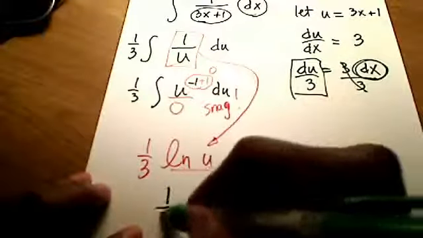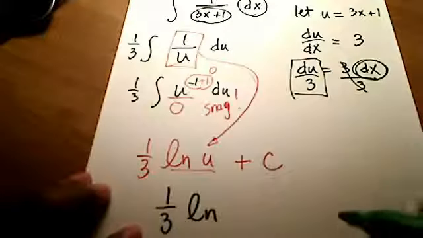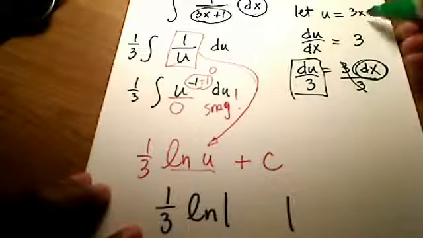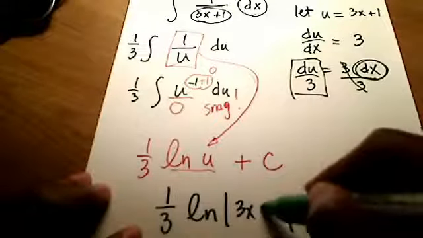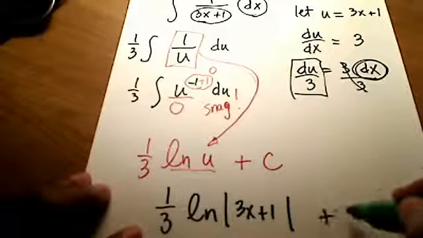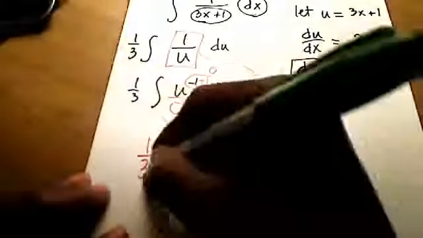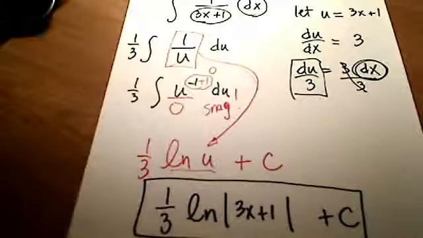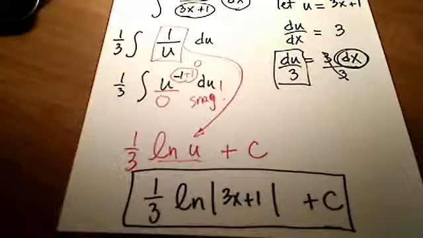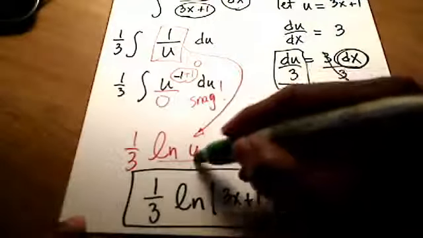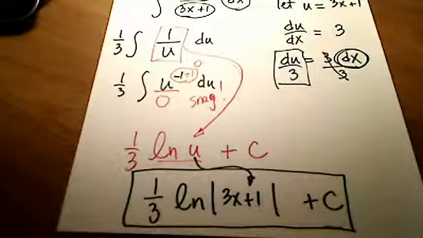I'm going to write this as 1/3 natural log absolute value of 3x plus 1, and then I'll put my plus c at the end. So this is how I'm going to write my final answer, using the absolute value of that argument 3x plus 1. I just back substitute in place of u the 3x plus 1. Hope that makes sense. Pretty easy.